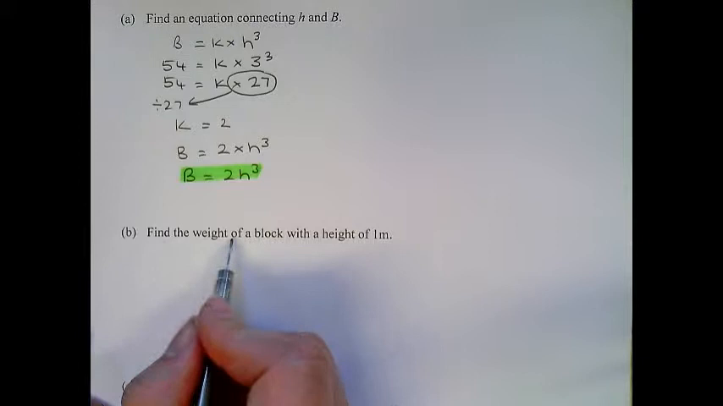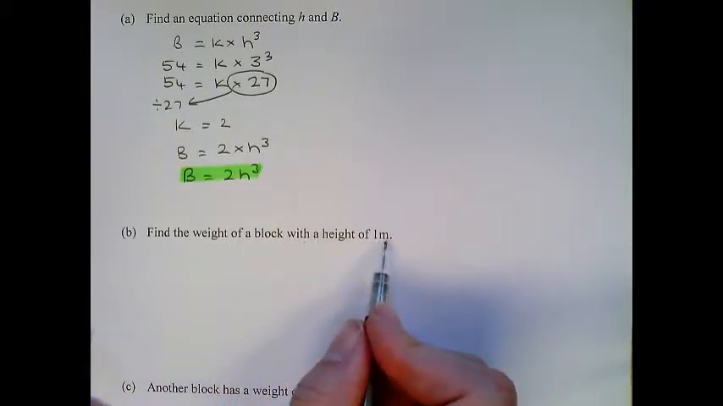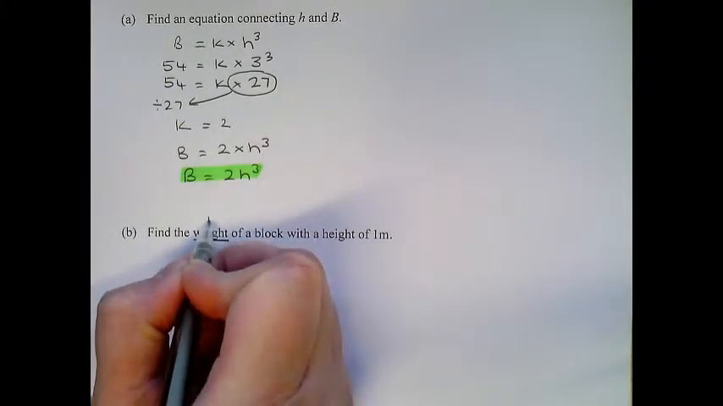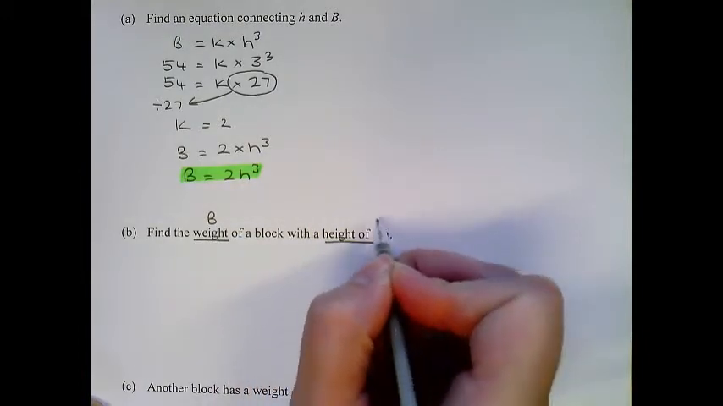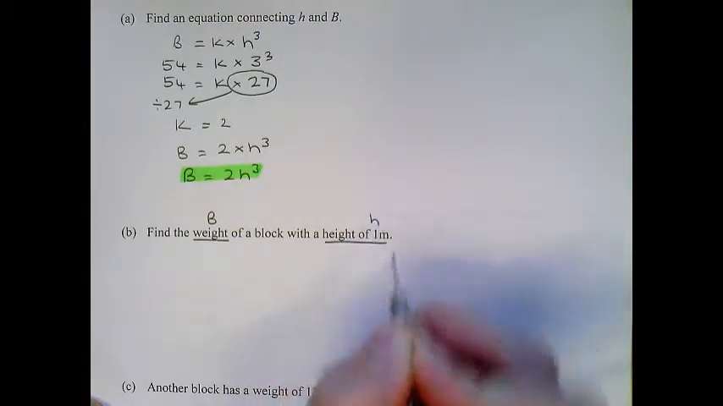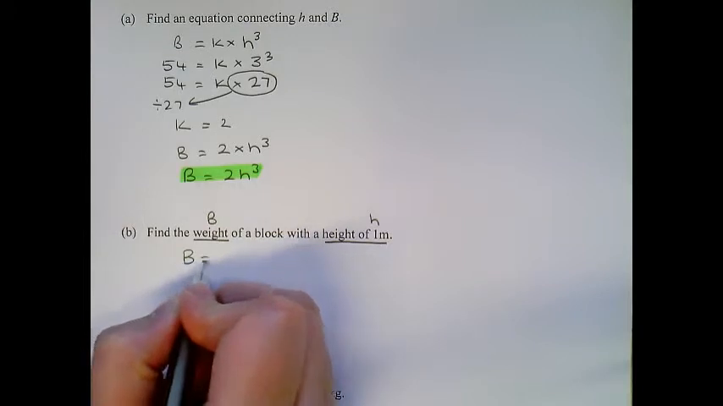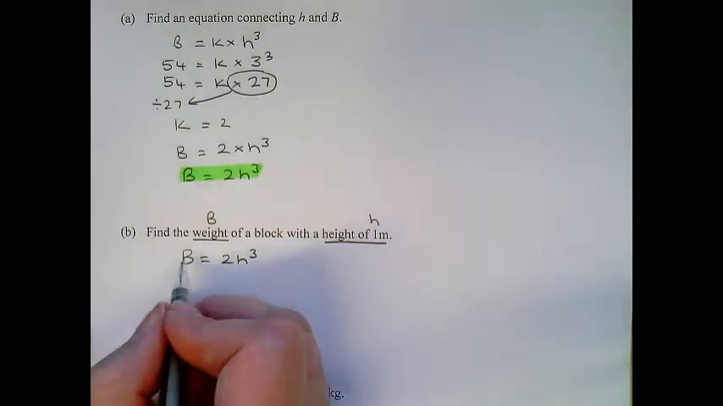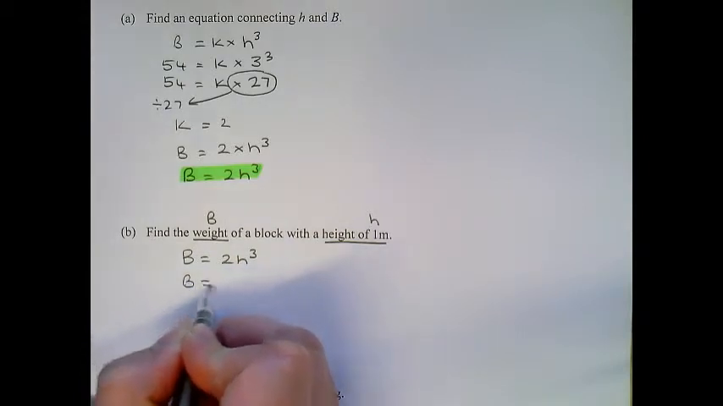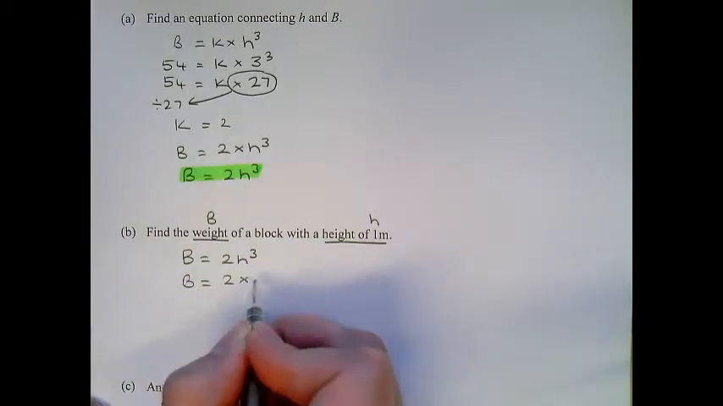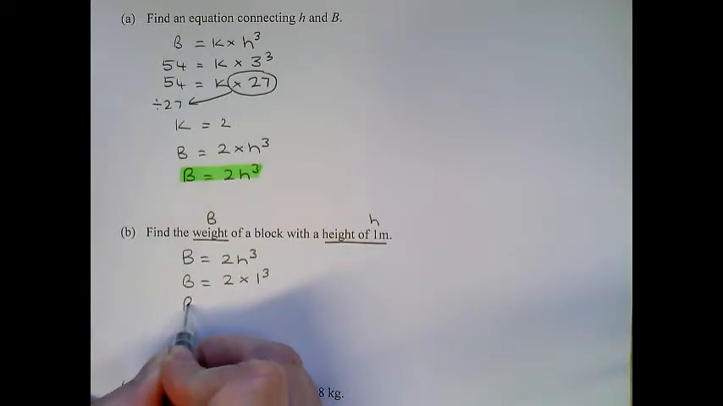So find the weight of a block with a height of 1 meter. Find the weight means work out what B is. Whenever the height is 1 means that h is equal to 1. So write out the formula that we're going to use. B equals 2h cubed. So B is what we're wanting to find, and it's equal to 2 times 1 cubed.